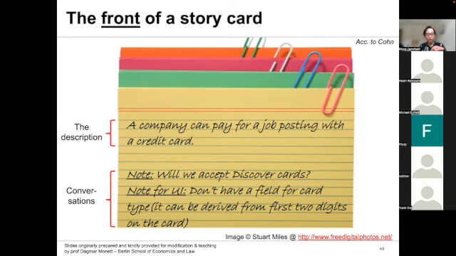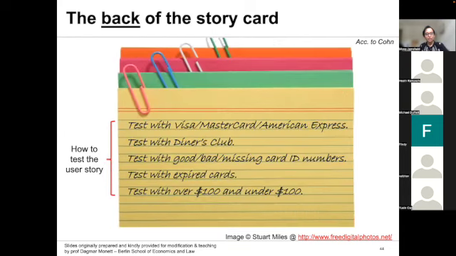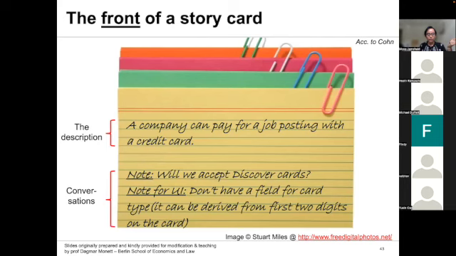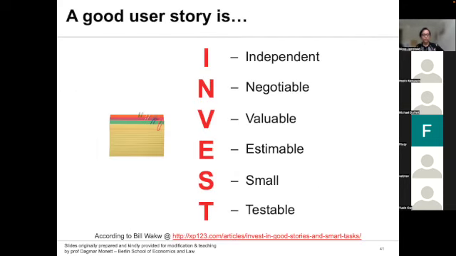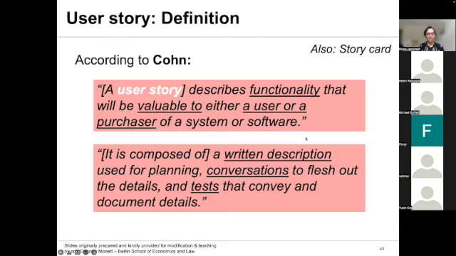So the front of a story card is this, and then the back of the story card is all about testing, and the testers will make sure that they test, like the Visa card is accepted, MasterCard, Diners Club, and the expired cards. They are going to incorporate all these changes, all these characteristics in that requirement of customer being able to shop with a credit card. And I'll briefly touch upon what the characteristics of a good user story are. So we are going to start from here next week. And I believe that's all for today's session.